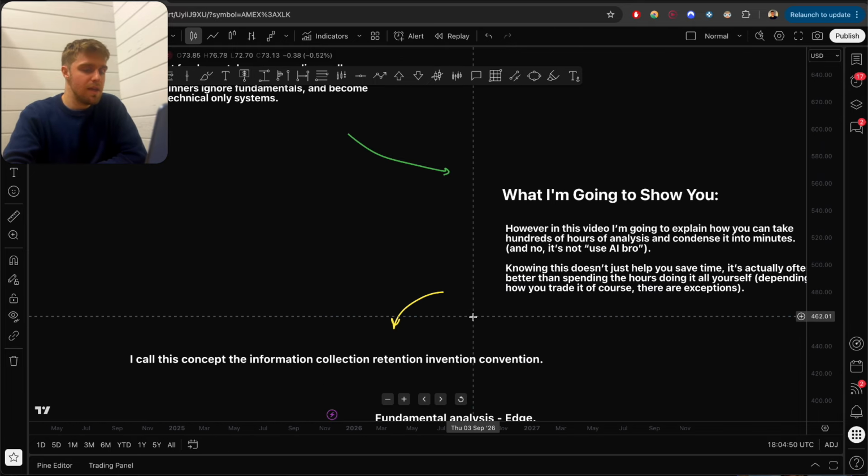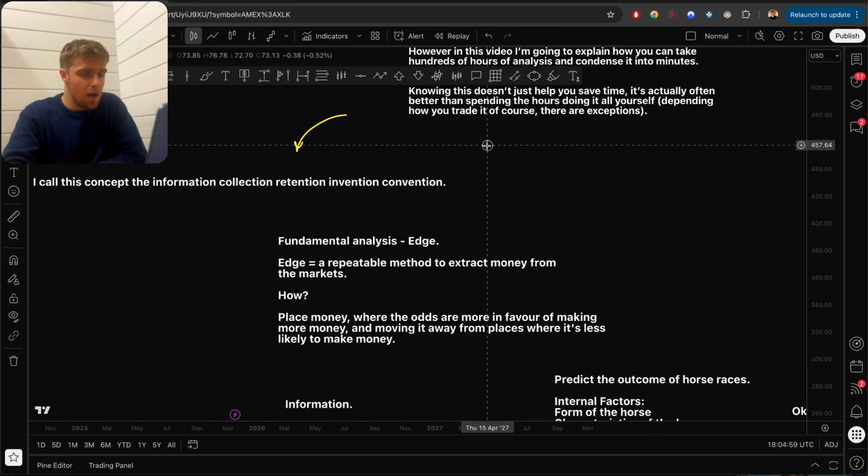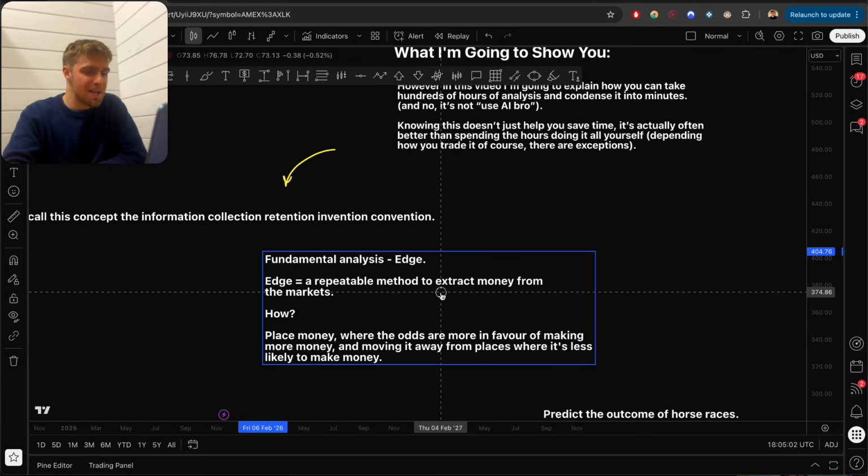And so let's get to the name of this magic method that I've come up with. It's called the Information Collection Retention Invention Convention. Yeah, I know it's a great name. I don't need any praise in the comments, but if you want to give me some, whatever. Anyway, so fundamental analysis.